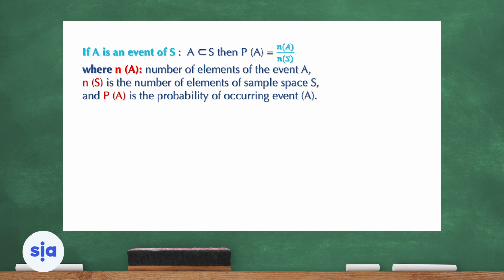If A is an event of S, where A is a subset of S, then the probability of A is the number of elements in A over the number of elements in S, where N(A) is the number of elements in A and N(S) is the number of elements in the sample space S. P(A) is the probability of A as an occurring event.